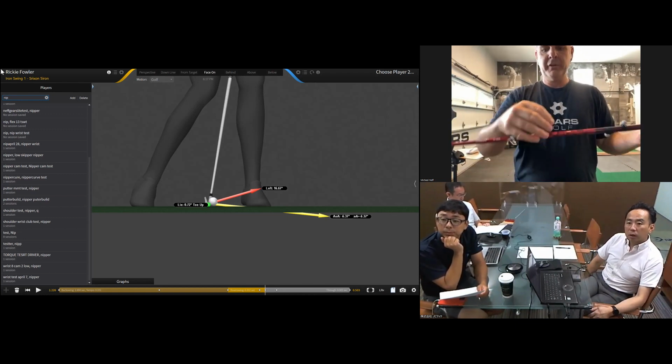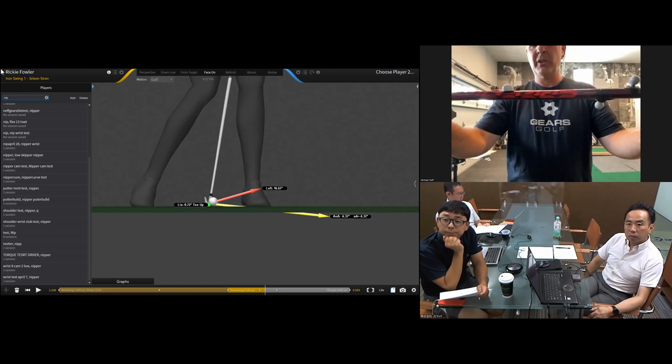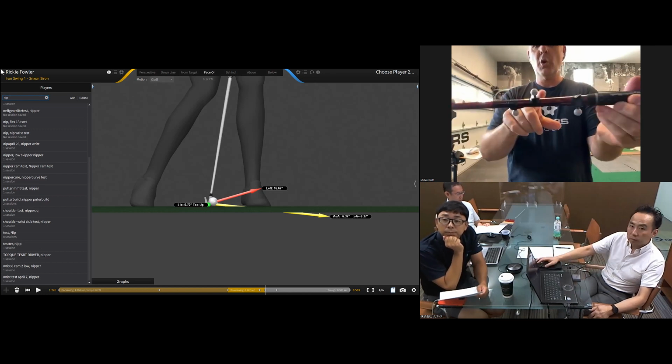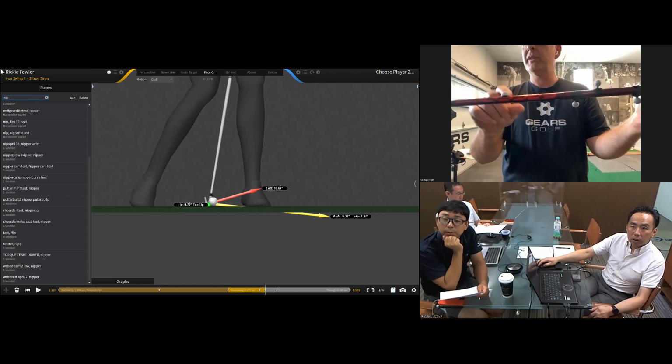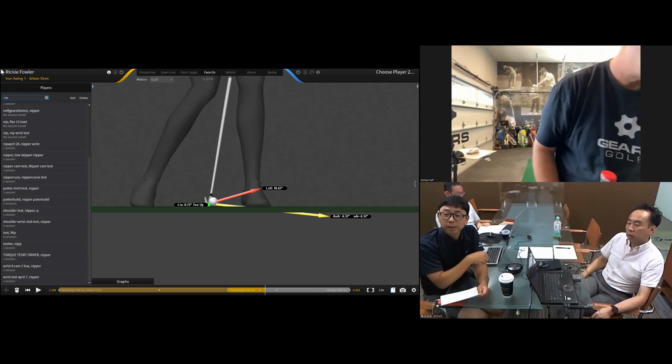We're also working on a solution where we just stick the markers on the shaft, just peel and stick with no base. We're almost done with these.